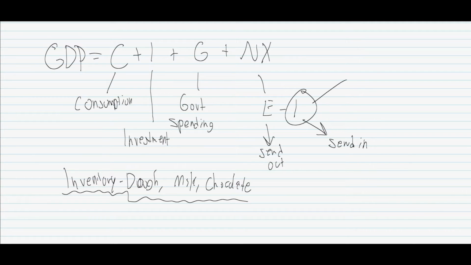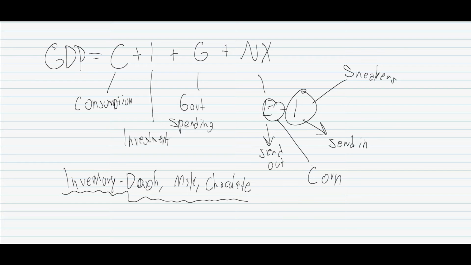So, for example, we might want to buy sneakers coming from China, and we might send out corn because we're the biggest corn producer in the world. So we might send corn out to other countries. But the total value of everything we send out minus what we send in, that's our net exports. So GDP is the sum of all those.